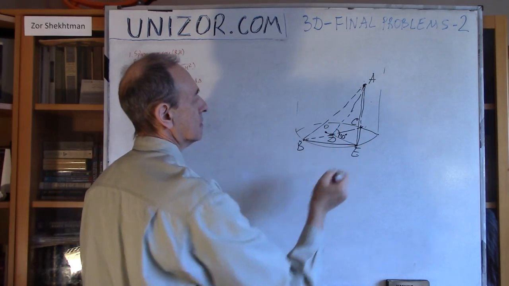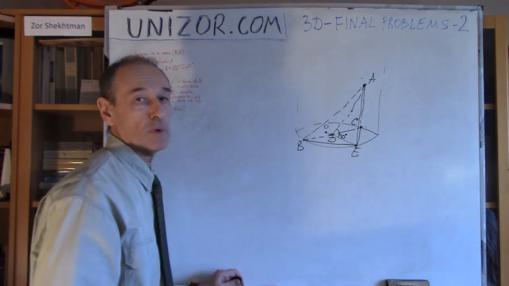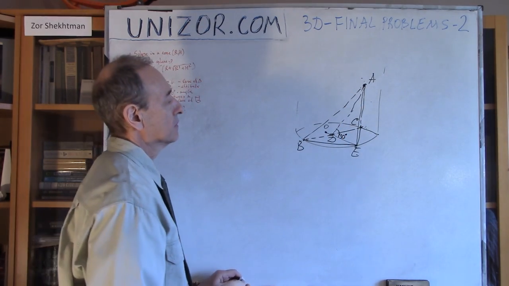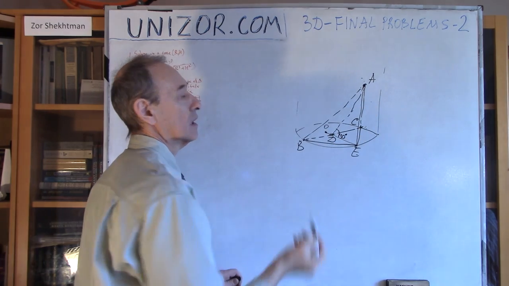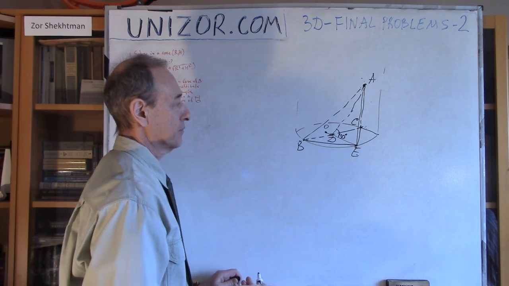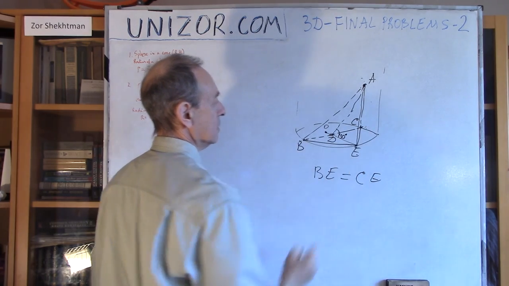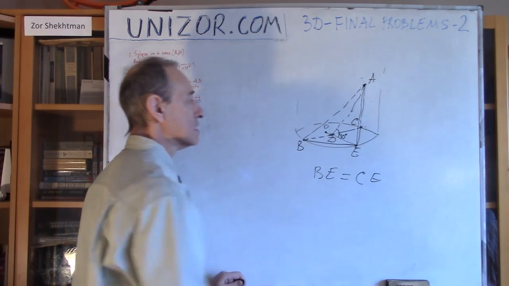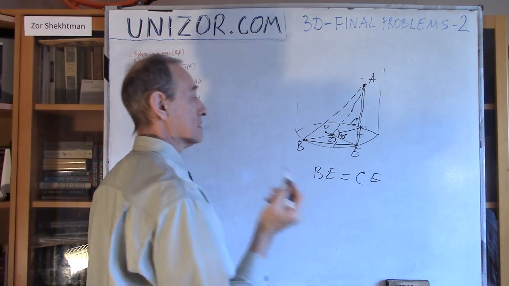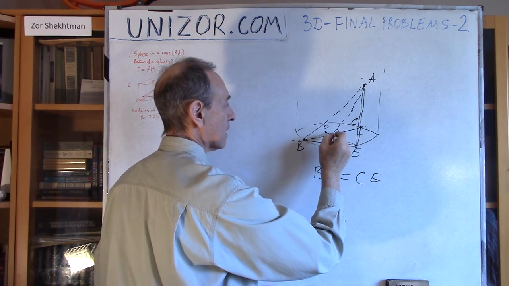Now, the AE cathetus is common. AB and AC are equal by condition of this problem. I said the triangle ABC is isosceles, right? So I have a hypotenuse and a cathetus, which means that these two triangles are congruent, which means that BE equals CE. Which means that BCE is an isosceles triangle, right? And since it's an isosceles triangle, a perpendicular from E to BC also goes exactly into the center.